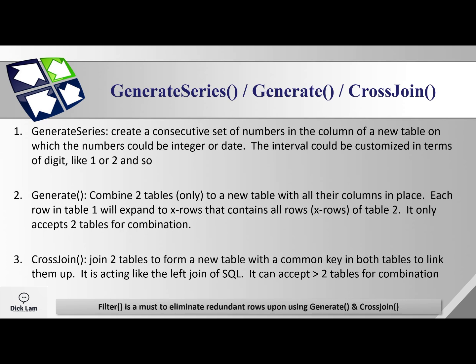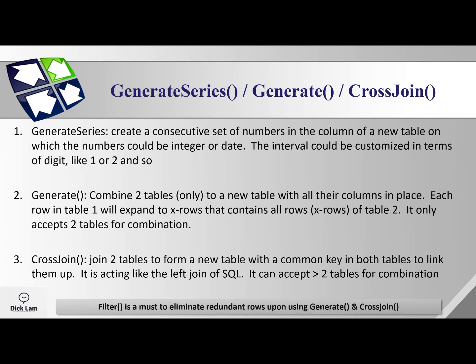The second function combines two tables into a new table with all their columns in place. Each row in table 1, which is the primary table, will expand to X rows that contain all rows of table 2. However, it can only accept two tables for this combination. The third one is cross join, which is almost the same as the second, except that the second can be more flexible, which I will explain later. For the time being, you can just think that they are equivalent.